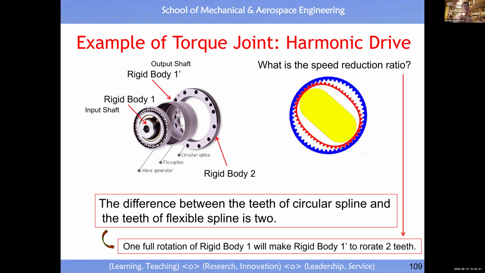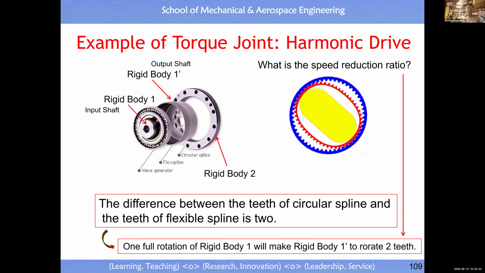So a harmonic drive has three bodies. You just pay attention to rigid body 1 and rigid body 2. The one in between, you treat as rigid body 1 prime. So basically, there are three rigid bodies: 1, 2, and the one in between.